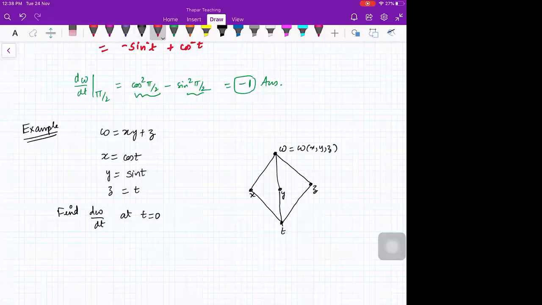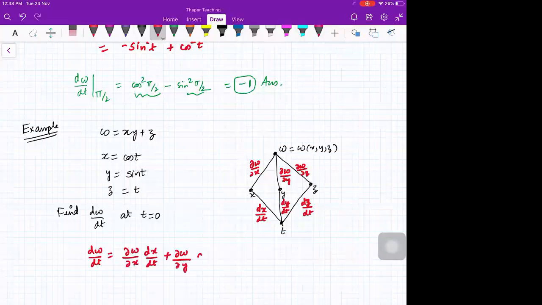So that dependence will come from here. This is curly w by curly x into dx by dt. And here you have curly w by curly y, here you have dy by dt. Here you have curly w by curly z, here you have dz by dt. So what will be dw by dt? That will be curly w by curly x into dx by dt plus curly w by curly y into dy by dt plus curly w by curly z into dz by dt. Is that thing clear? Is this picture clear to everybody?